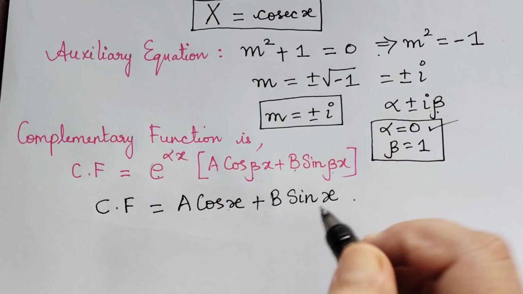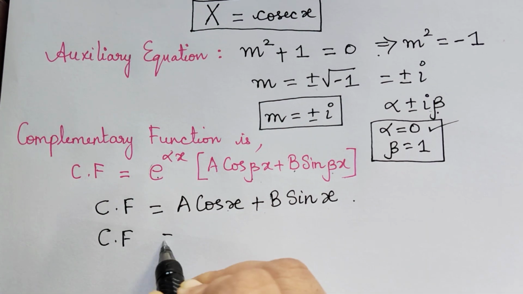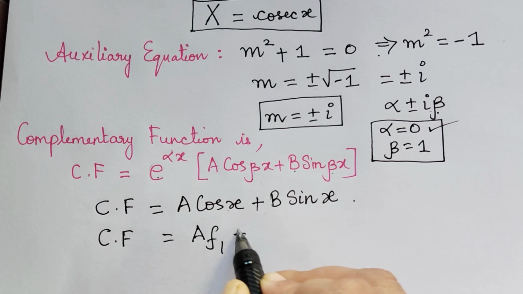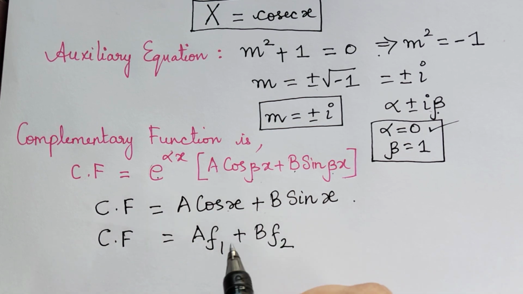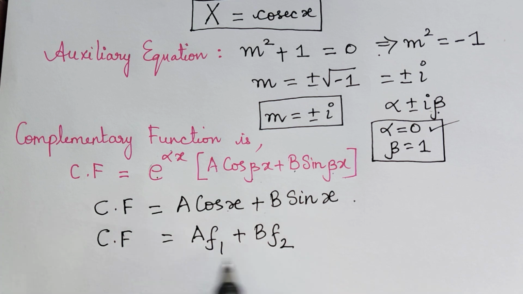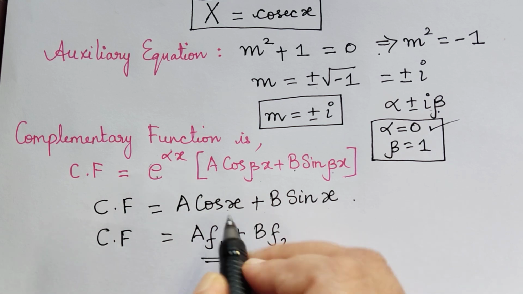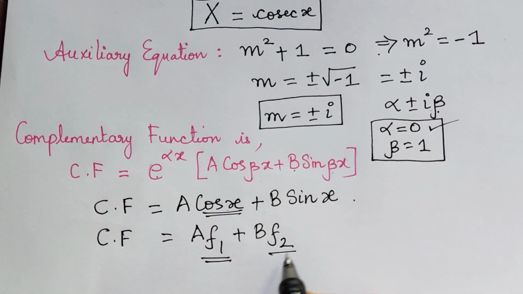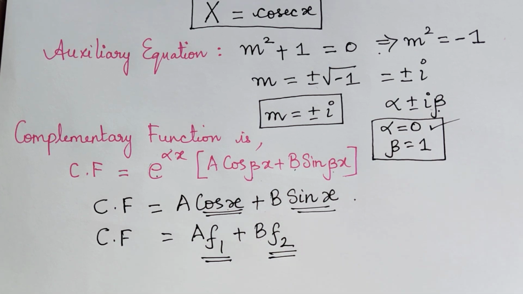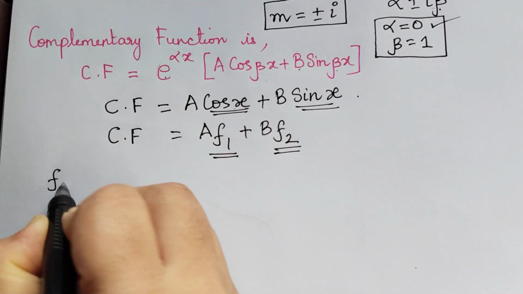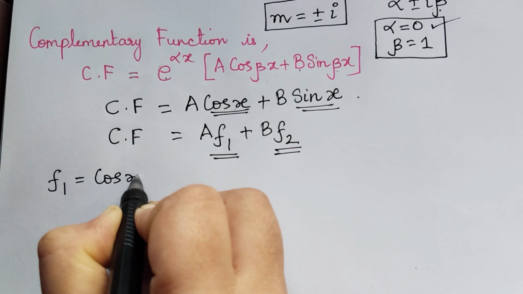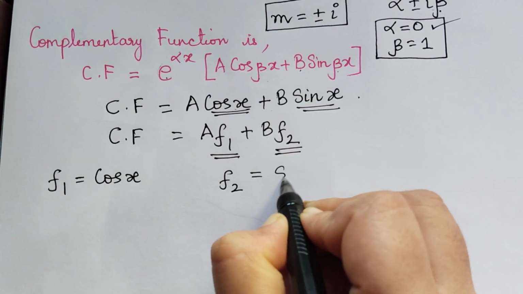The next step is we have to compare this complementary function with a f1 plus b f2. This is as per the method of variation of parameters. If you follow the first two problems that we have completed, you will understand how I have written this. Now comparing these two, f1 is equal to cos x, and f2 is equal to sin x.